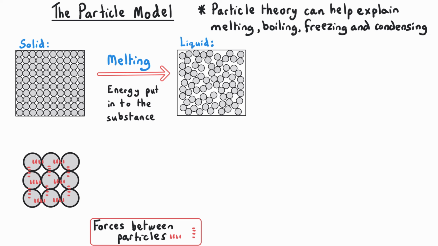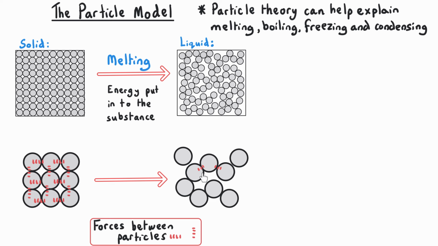Once a substance has been turned from a solid into a liquid, there are still forces between those particles, but they are weaker than previously, which is why the particle arrangement for a liquid is much more disordered and more random than it is for a solid.